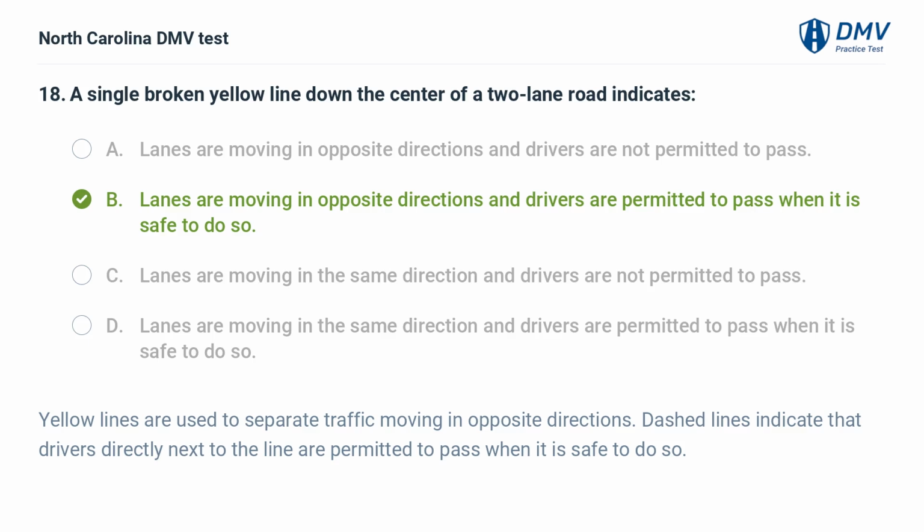B. Lanes are moving in opposite directions and drivers are permitted to pass when it is safe to do so. Yellow lines are used to separate traffic moving in opposite directions. Dashed lines indicate that drivers directly next to the line are permitted to pass when it is safe to do so.